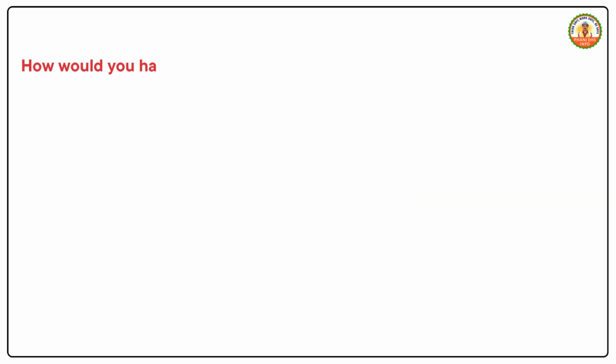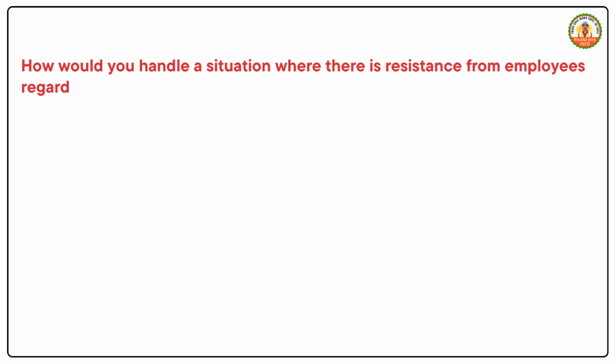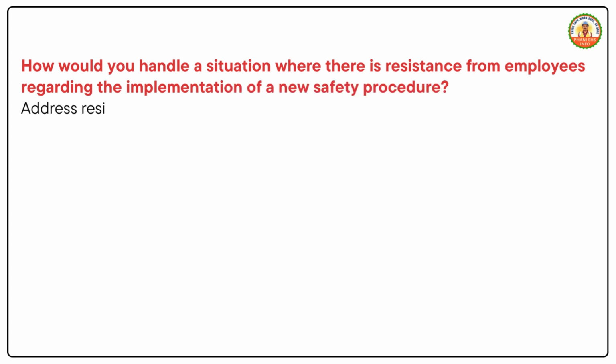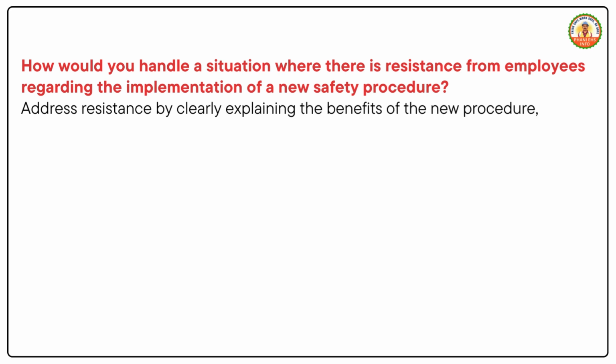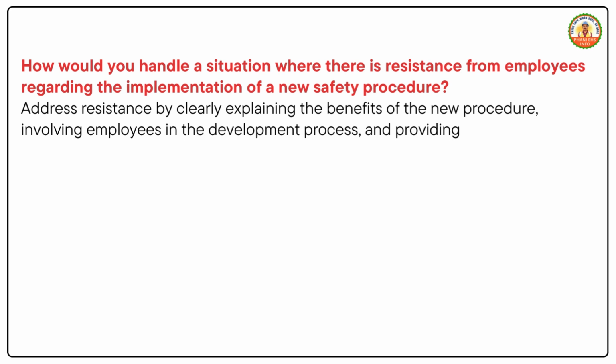How would you handle a situation where there is resistance from employees regarding the implementation of a new safety procedure? Address resistance by clearly explaining the benefits of the new procedure, involving employees in the development process, and providing adequate training and support to ease the transition.